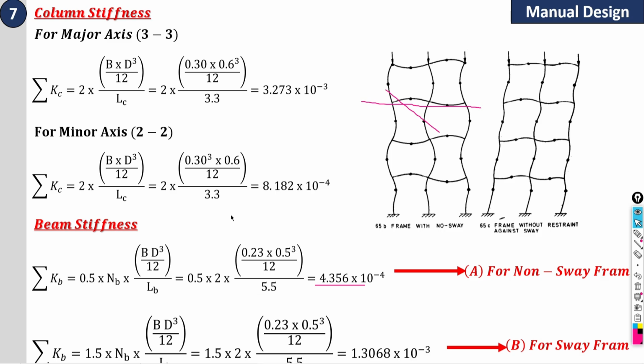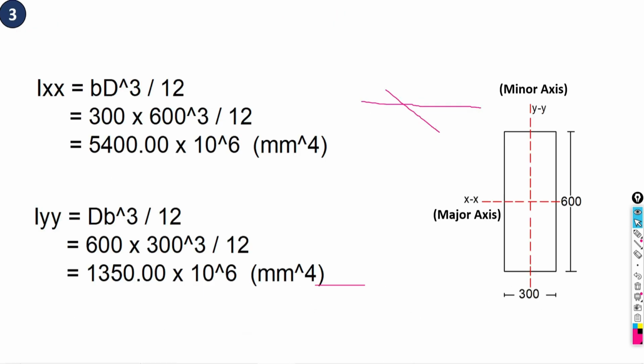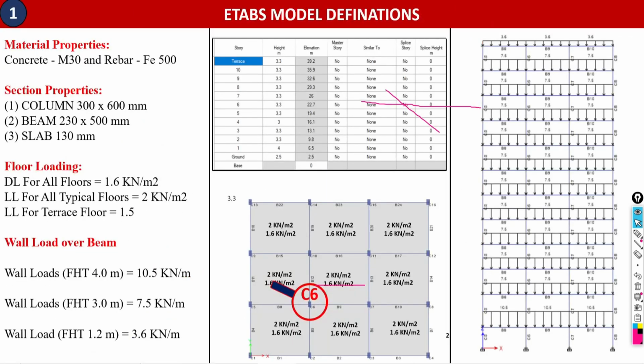Actually in the problem definition I forgot to write the span of the beam. So actually the span of the beam, this one span having the length as 5.5 meter. The span of the beam is what? 5.5 meter. So that we are going to implement there. Let me go ahead.